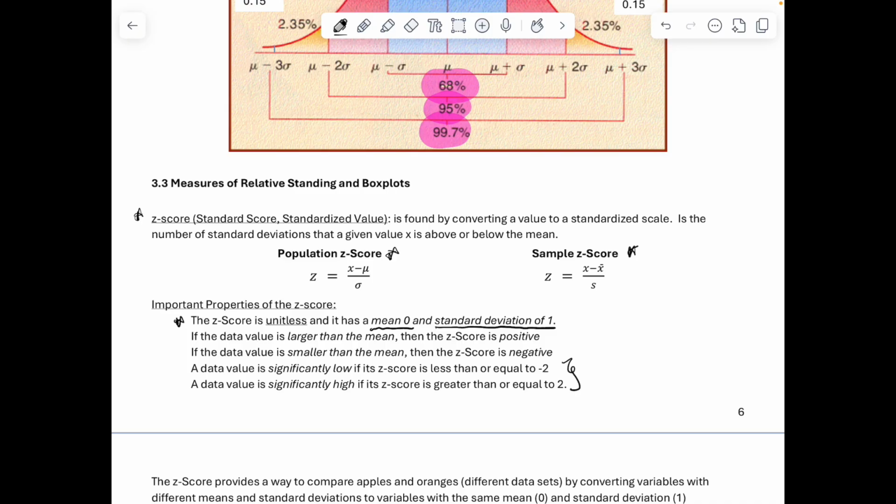The reason for -2 and +2 is that our standard deviation is 1. As stated at the top of this page, significantly low values are the mean minus 2 standard deviations, so 0 minus 2 times 1, which is -2, and significantly high values are the mean plus 2 standard deviations, or 0 plus 2 times 1, which works out to 2.